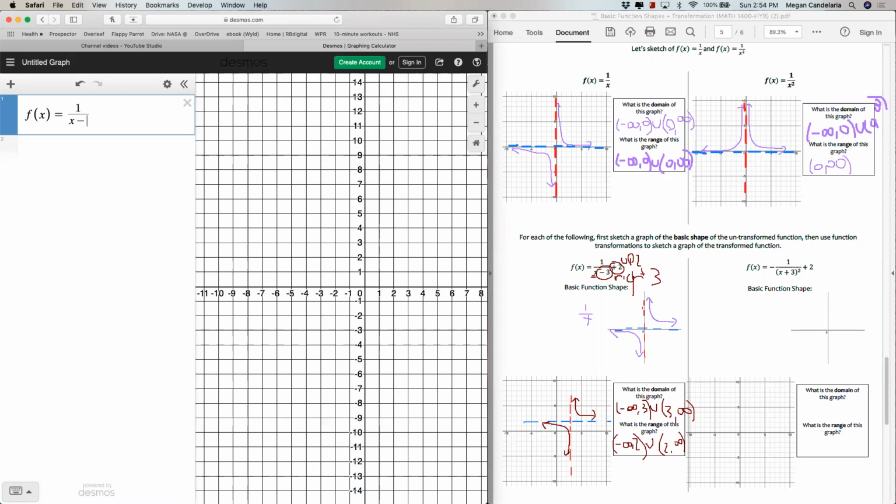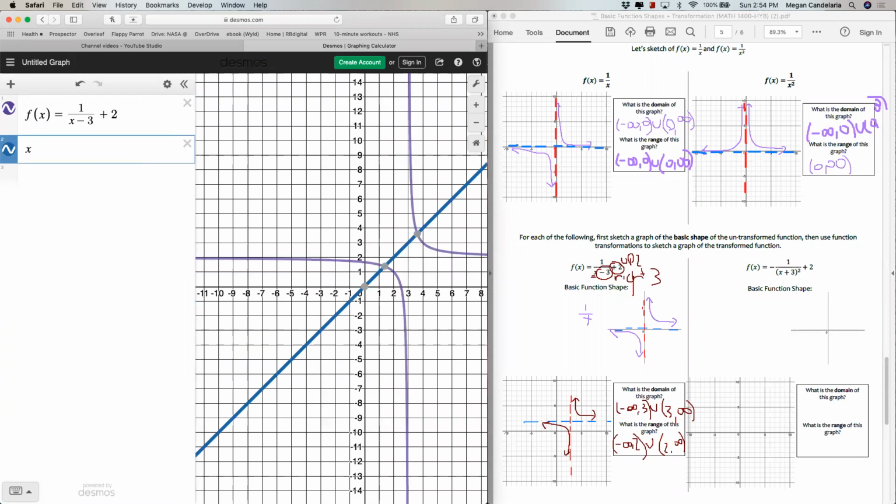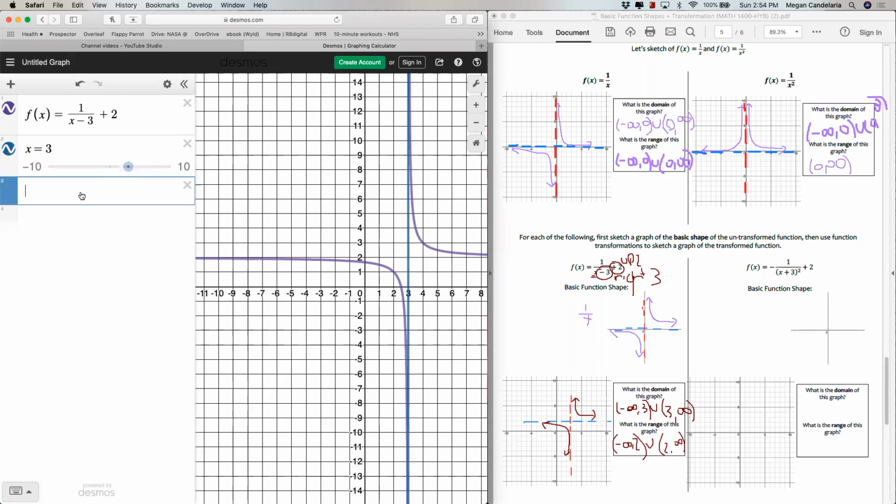So 1 over x minus 3 plus 2. Looks pretty good. We can see that we have a vertical asymptote at x equals 3, and we have a horizontal asymptote at y equals 2, just like we sketched on our graph. So we did pretty good. All right, let's look at our next one.